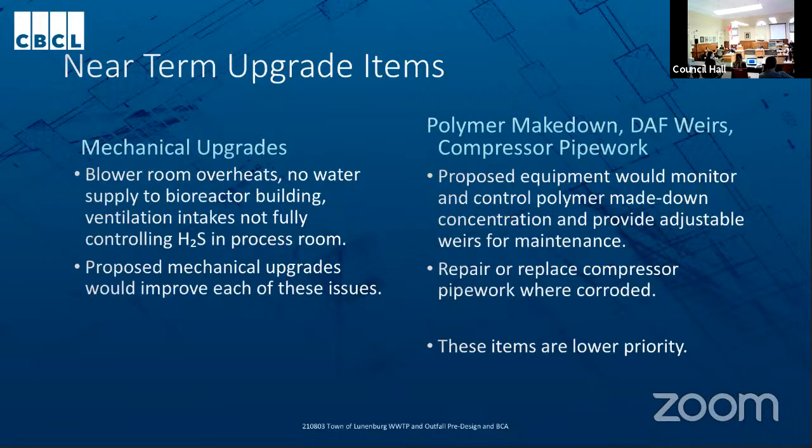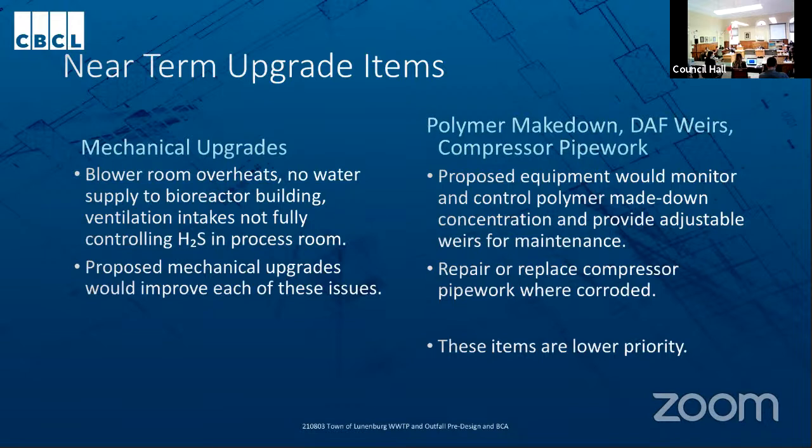The bioreactor building currently has no water supply. This is an issue because there is maintenance that is required to be carried out periodically to wash down the walkways. And the only way to complete this currently is by having the fire department come and use their hoses to wash things down. The proposed upgrade is to provide a water supply line directly to the bioreactor with 2 hose reels at either end so that proper cleaning of the walkways can be completed.